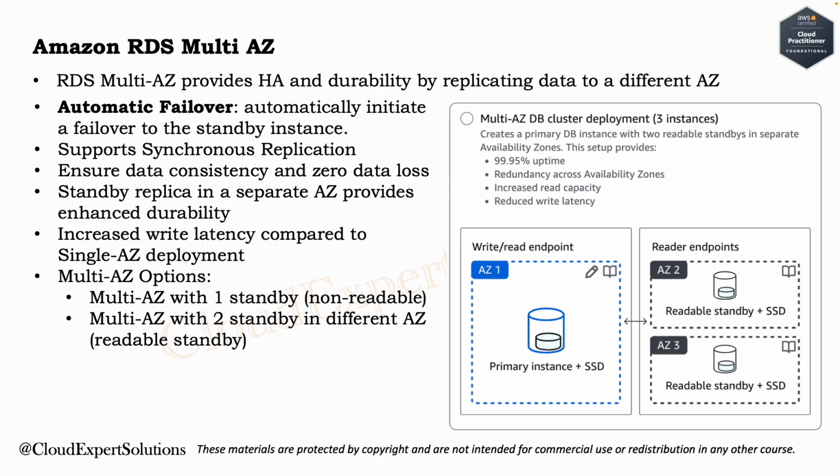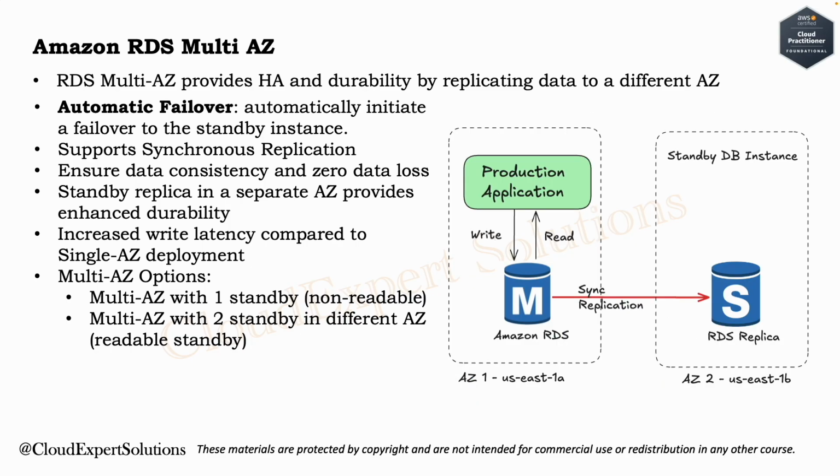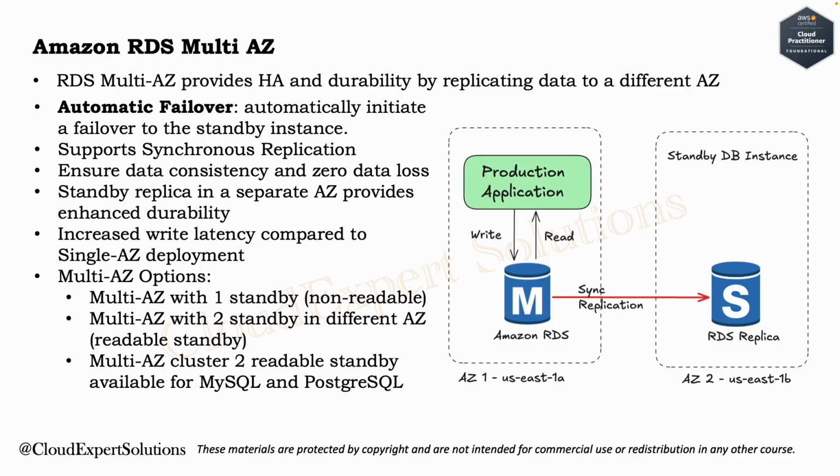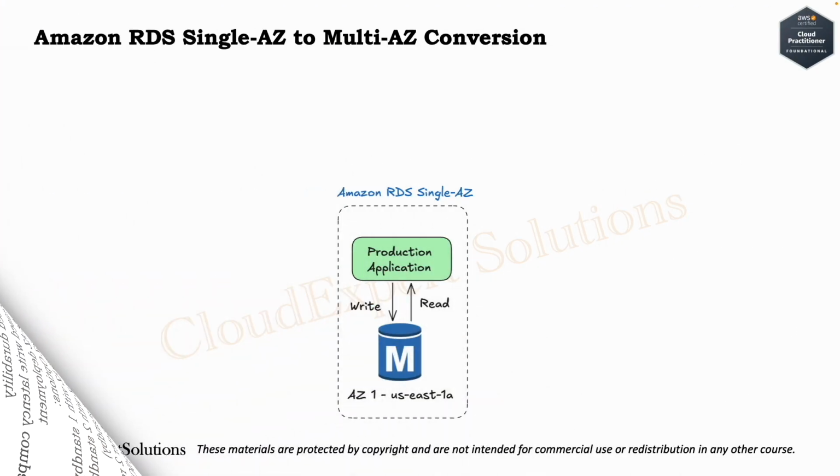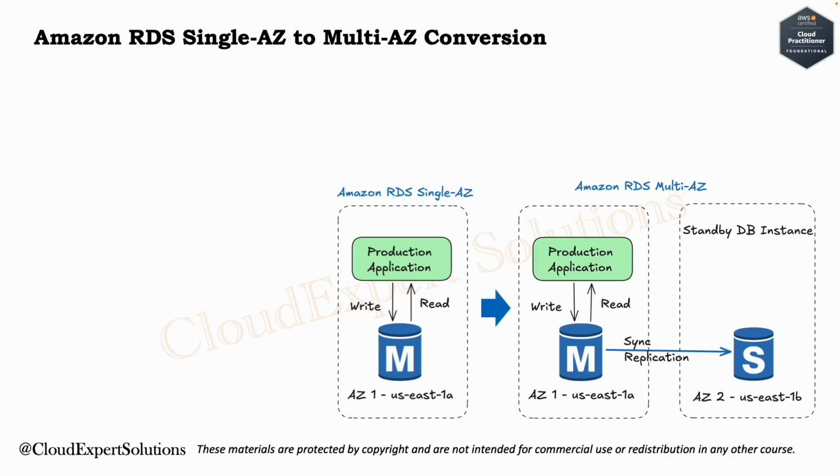For multi-AZ cluster with two standbys, both the standbys come with read capability. That means you can redirect your read traffic to the standby copies. Please remember, the multi-AZ with two standbys option is only available for MySQL and PostgreSQL databases. Now, if you have an existing RDS database with a single AZ configuration, and you want to convert to a multi-AZ configuration, how are you going to do that?